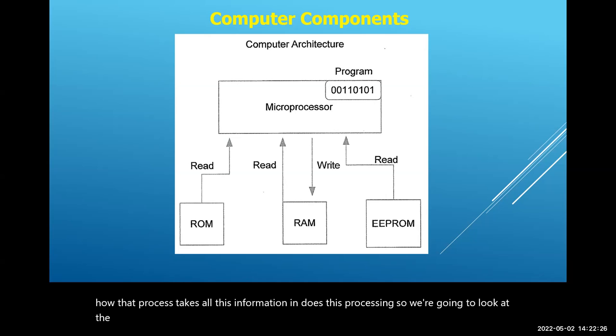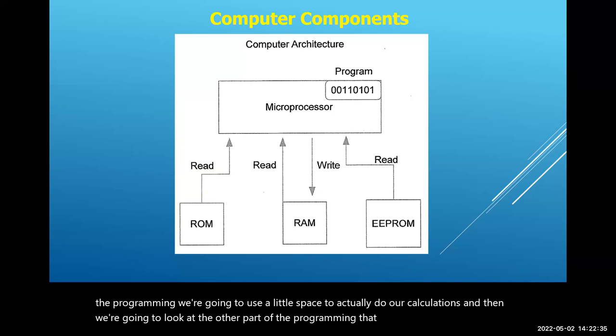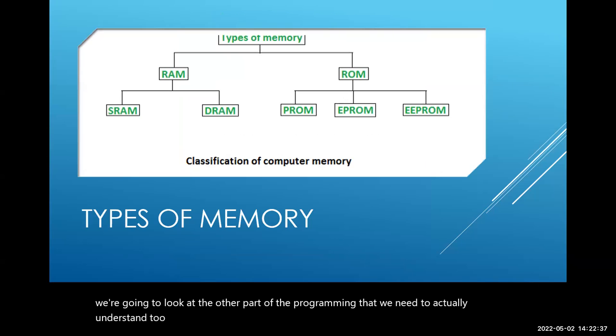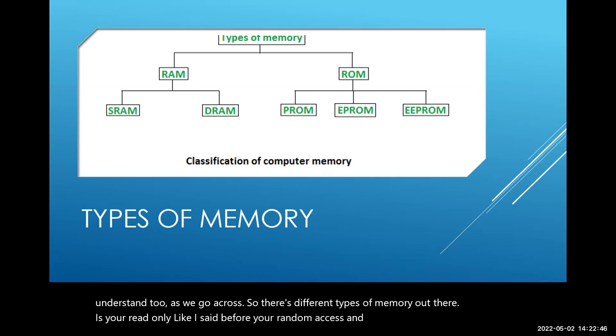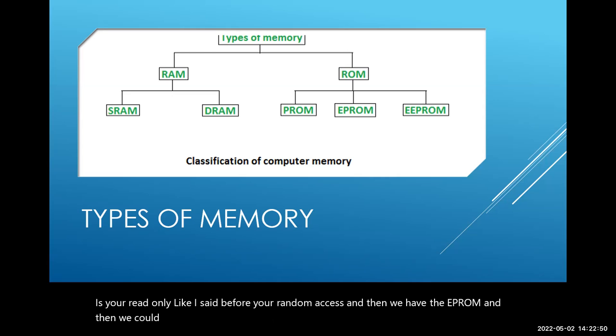We're going to use a little space to actually do our calculations. And then we're going to look at the other part of the programming that we need to understand as we go across. There are different types of memory out there: your read-only, like I said before, your random access, and then we have the EEPROM. There are all kinds of different types, and I don't want you to get totally hung up on that. I just want you to know how a computer works.